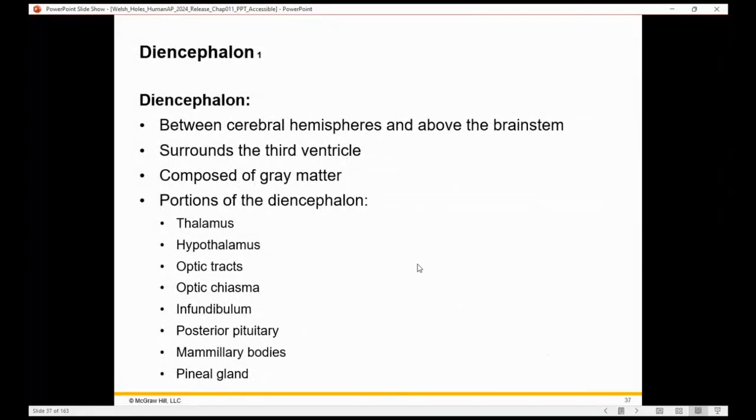All right, let's move into the interior of the brain, the diencephalon. This is between the cerebral hemispheres and above the brainstem. It surrounds the third ventricle and is composed of gray matter. Portions of the diencephalon include the thalamus, the hypothalamus, the optic tracts, the optic chiasma, the infundibulum, the posterior pituitary, the mammillary bodies, and the pineal gland.